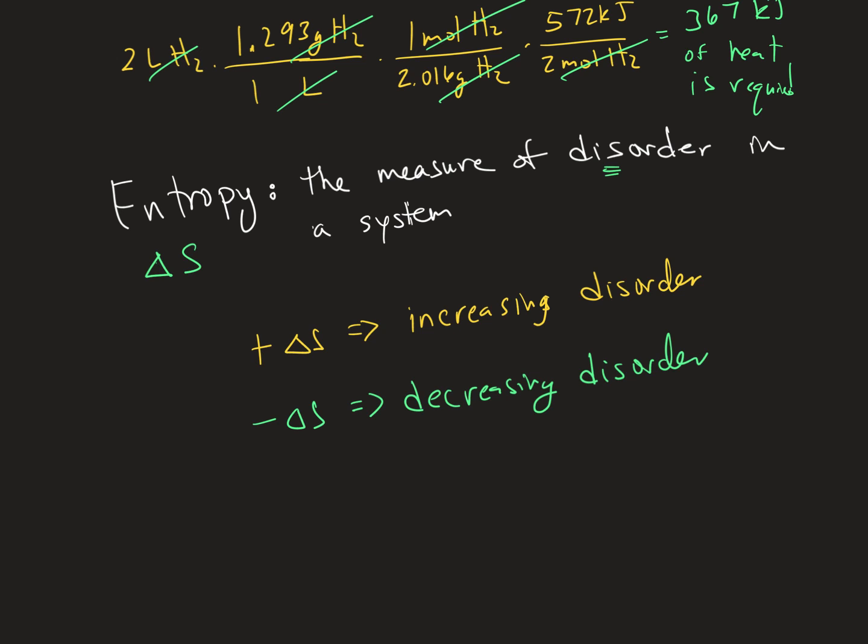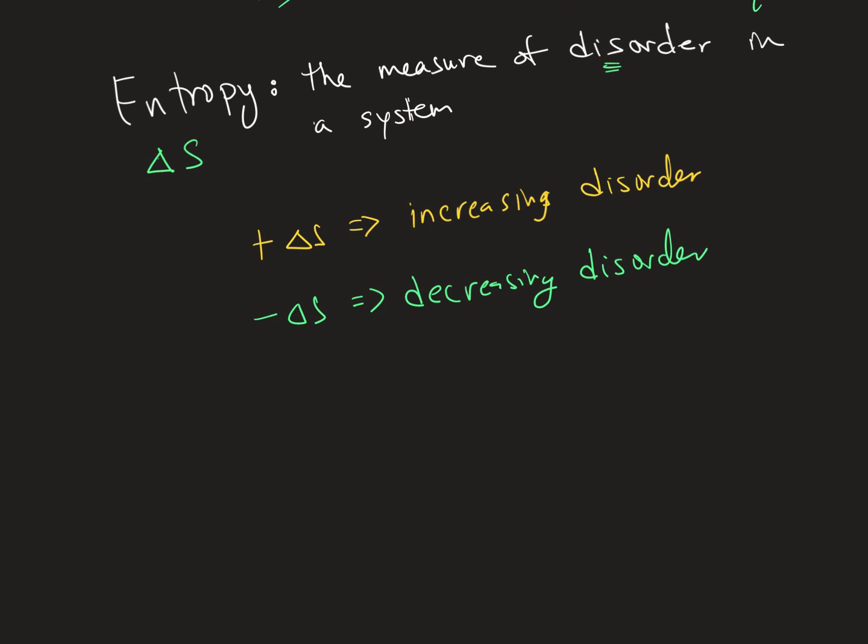So let's start simple again. Any questions on the term entropy? Okay. So let's start with a simple example again. In fact, we're going to do the same ones we just used. H2O as a solid going to H2O as a liquid. So we're melting ice. Are we going to increasing disorder or decreasing disorder?